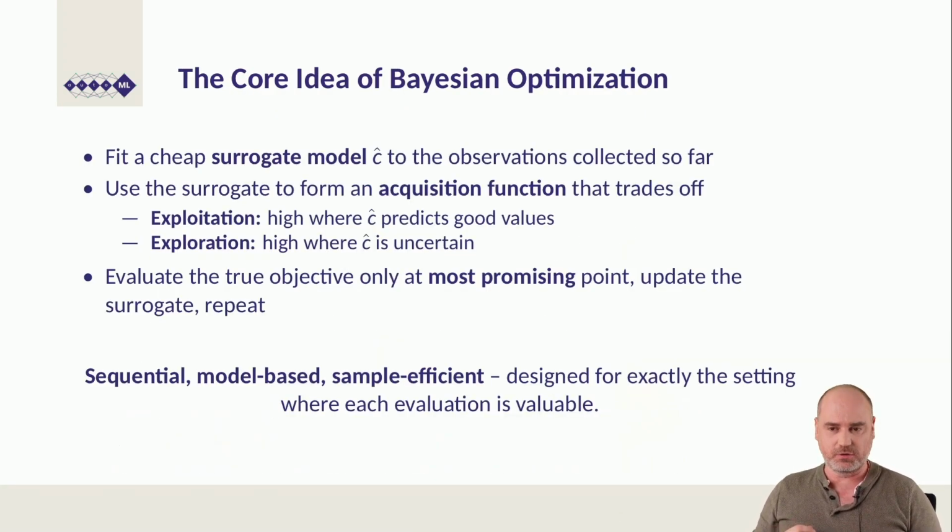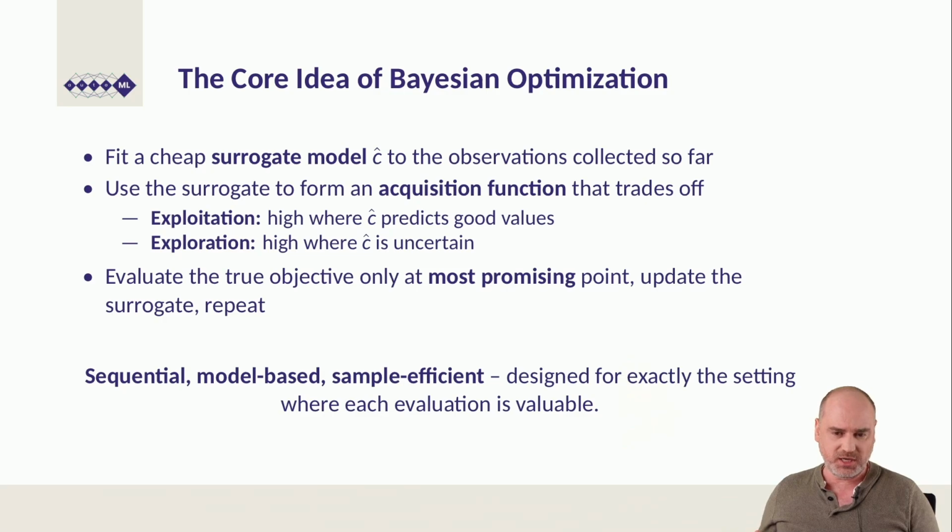What is the core idea now of Bayesian optimization? I'm not going to talk about this too much here in this first part, but let's do a short introduction to the technique. So the core idea is to fit a cheap surrogate model, and I'll call that C hat, in order to make clear that this is estimated on data, on observations that we've collected during the optimization. And we will use this surrogate now to form a so-called acquisition function. And this acquisition function is supposed to trade off exploitation versus exploration.